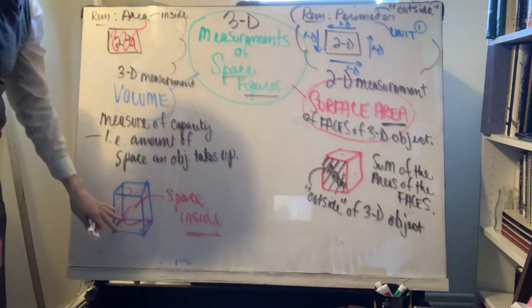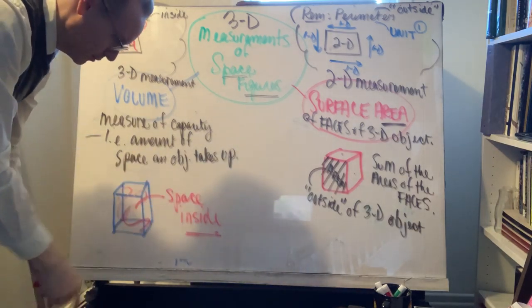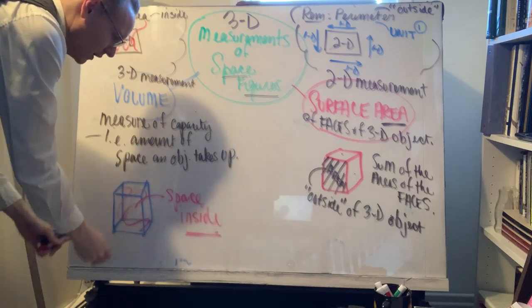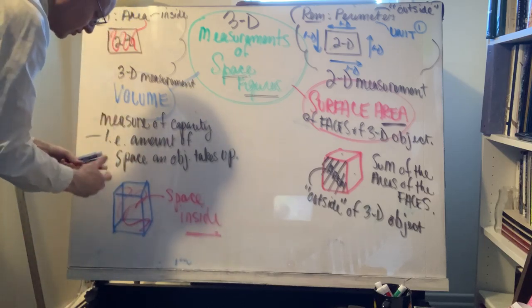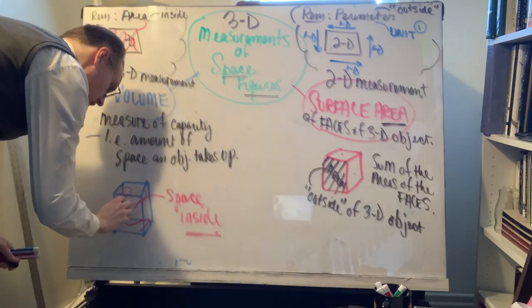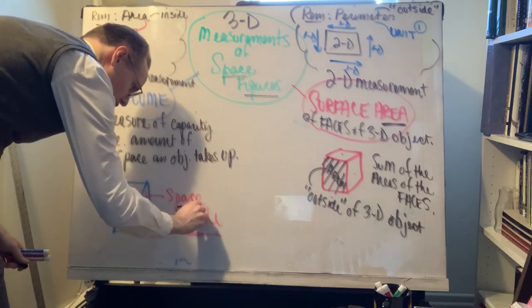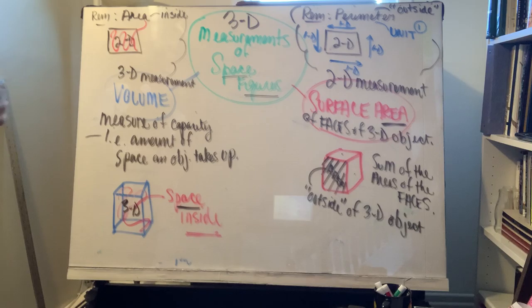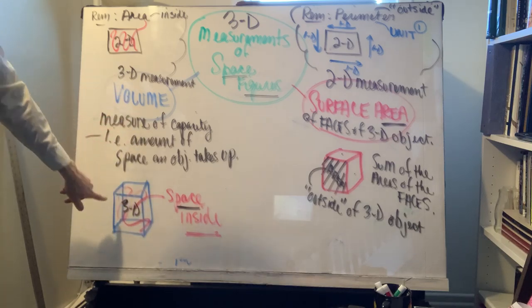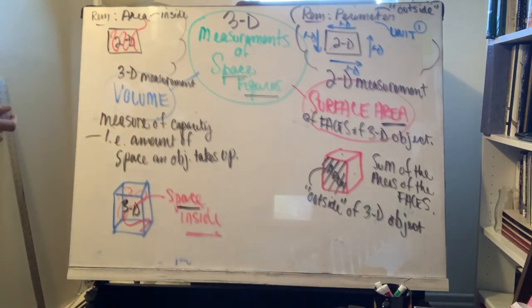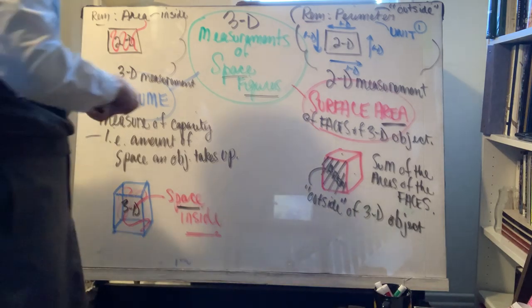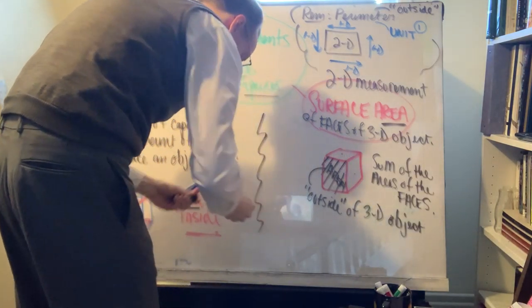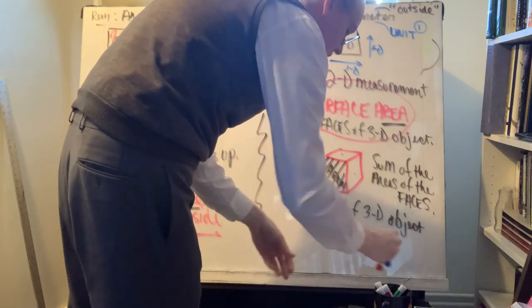The next logical step here would be the inside of something that is not just 2D, but something that is 3D. Then we use the phrase space, okay? And there are specific formulas depending upon what the actual shape is. What might be just a good thing to keep in mind is this.